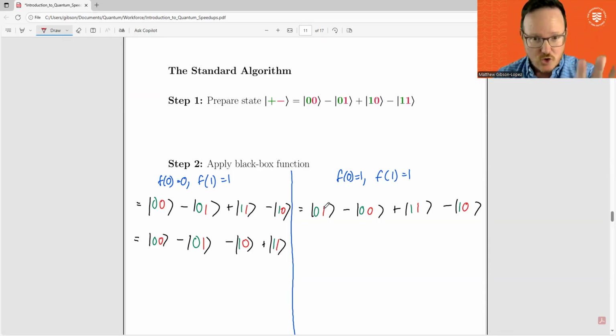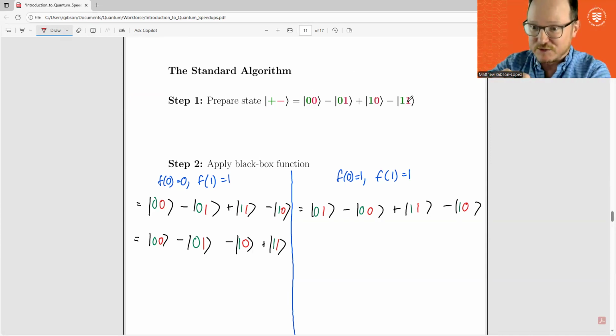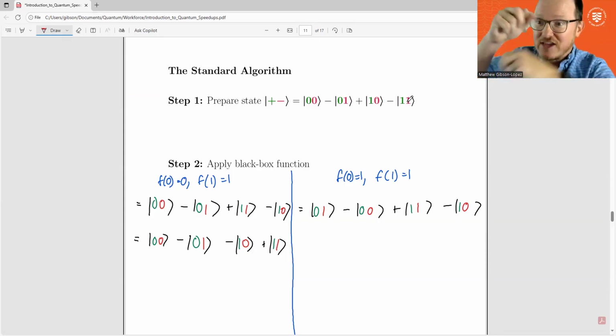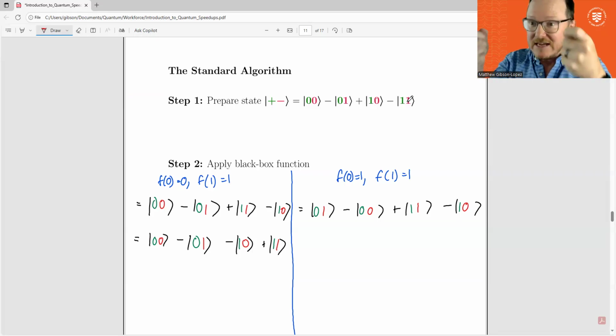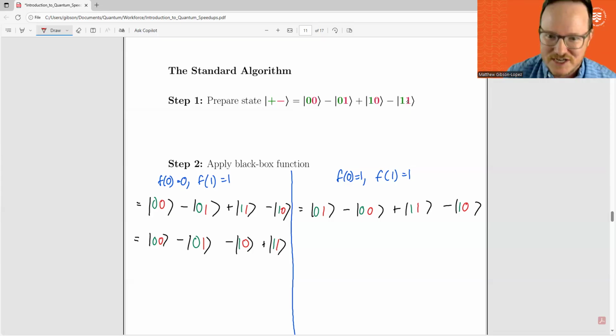Okay. So when I do this, this one maps to this one, and this one maps to this one. Again, it's the same. This 0, 0 and this 0, 1 change places, and this 1, 0 and this 1, 1 change places, but the signs didn't move. So changing the places of the states while keeping the signs the same is effectively the same thing as leaving the states the same but changing the signs.